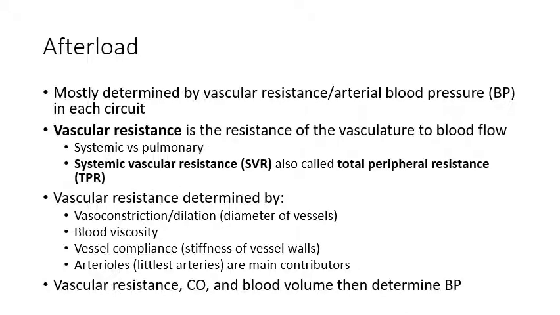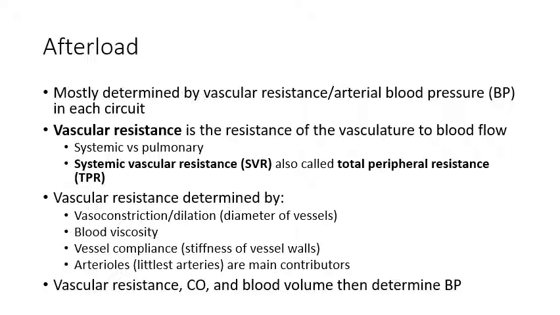Stroke volume is also determined by afterload, which is the force that opposes the flow of blood out of the heart. Afterload itself is mainly determined by vascular resistance and arterial blood pressure. So vascular resistance is the resistance of the blood vessels to the flow of blood through them, and it's different for each circuit. So the systemic blood vessels have a much higher resistance than the pulmonary circuit vessels have. That's just because the systemic vessels go for longer.